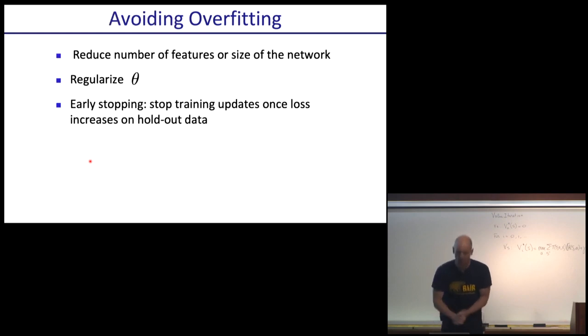So to avoid overfitting, there's a few things we need to keep in mind. You could reduce the number of features or the size of the network, so don't make your network infinitely large necessarily. Regularize theta, that is every weight, bring it closer to zero, so it has less opportunity to make these weird bumps. And early stopping. Early stopping means that you stop training updates once the loss increases on the holdout data.